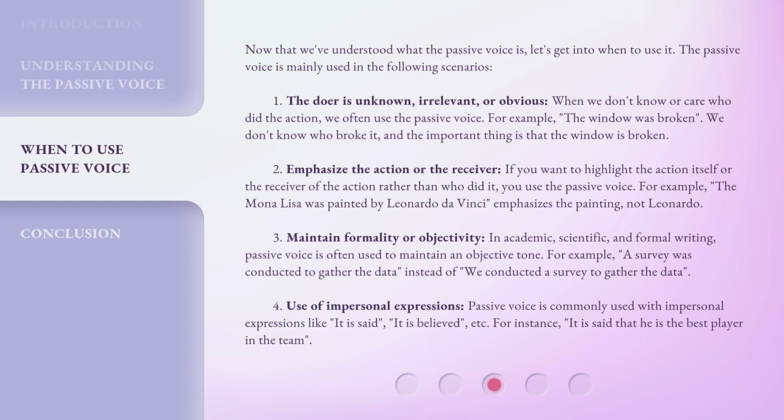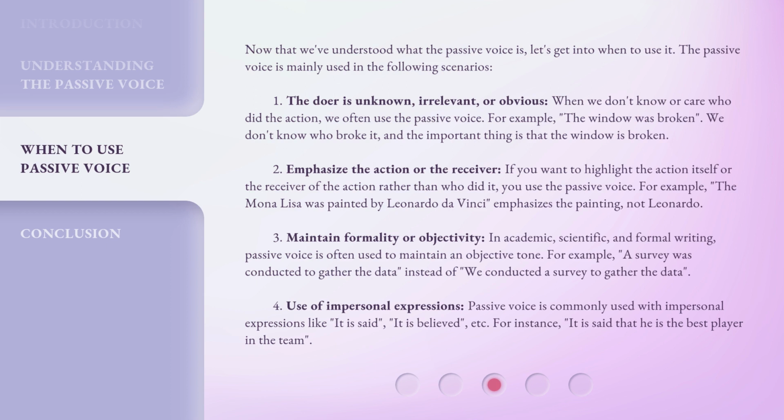2. Emphasize the action or the receiver. If you want to highlight the action itself or the receiver of the action rather than who did it, you use the passive voice. For example, the Mona Lisa was painted by Leonardo da Vinci, emphasizes the painting, not Leonardo.